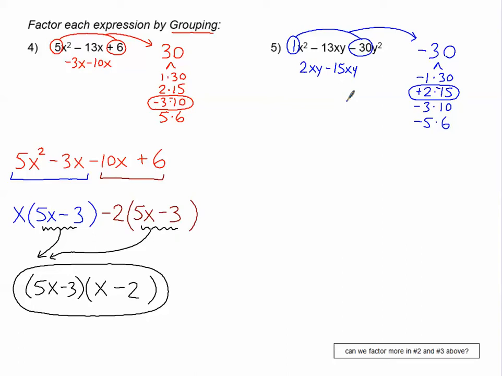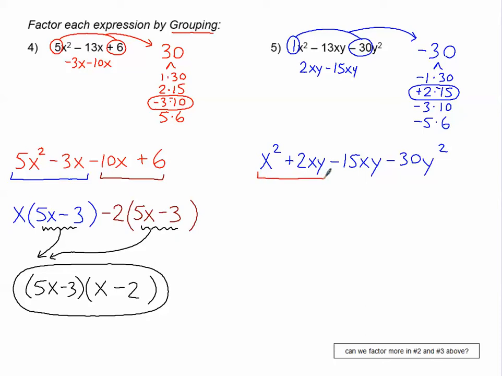Let's rewrite all four of our terms. Our first term is x squared. Our middle term is now two terms, positive 2xy and negative 15xy. And our last term is negative 30y squared. Now I have all four of my terms, and I can do my factor by grouping.